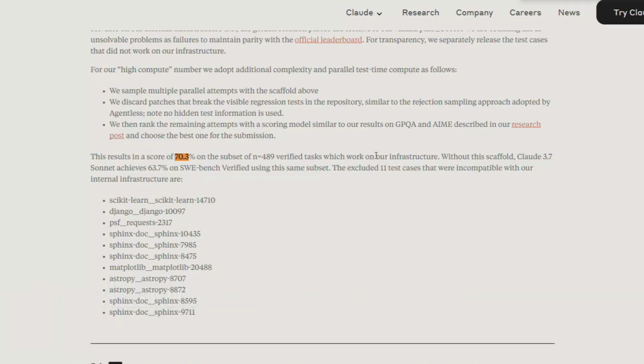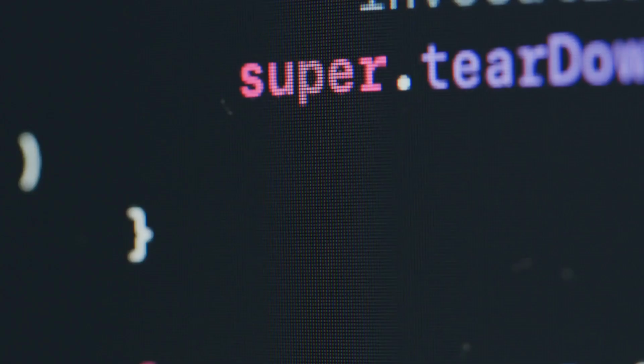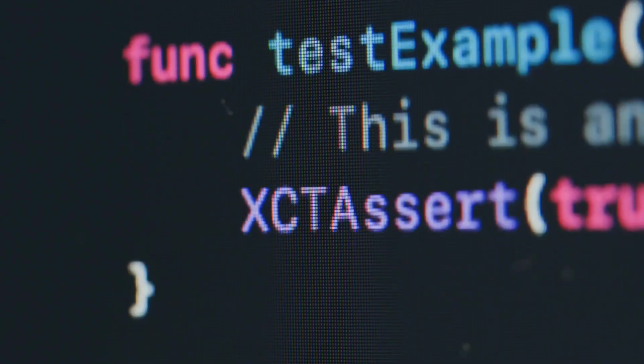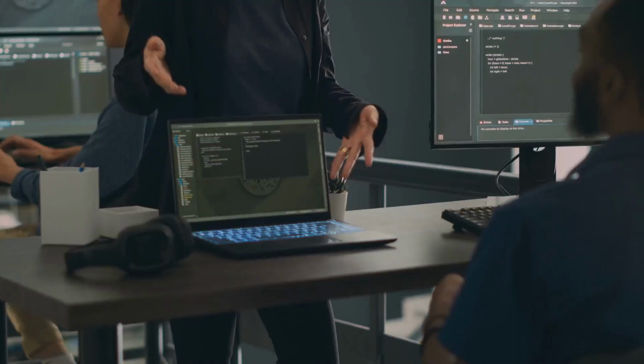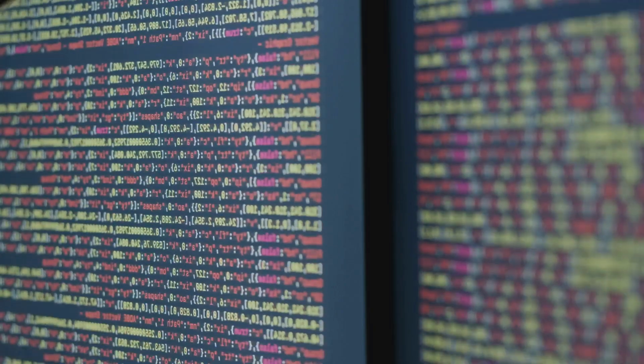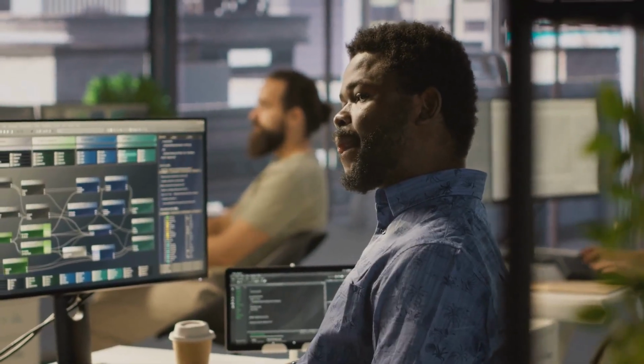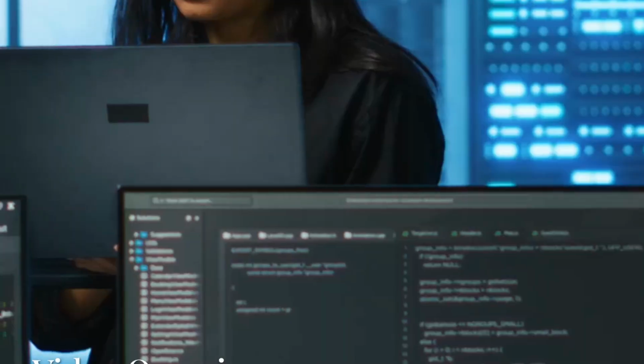The benchmarks are insane. 70.3% success rate on real GitHub issues, blowing past GPT-4o, DeepSeek, and everything else currently available. But numbers don't tell the whole story. What's truly mind-blowing is how it solves problems, thinking through solutions step by step, understanding entire code bases, and producing production-ready code that actually works in complex environments.